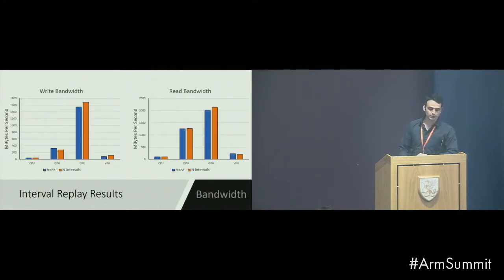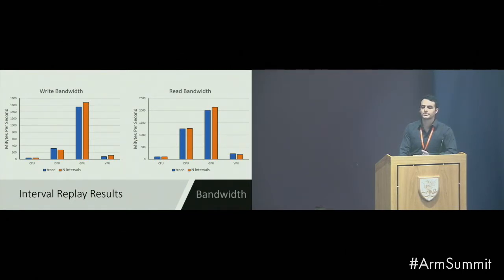So here are the interval replay results. I have megabytes per second on the y-axis. We're looking at bandwidth. In blue is what you'd get with a trace, and in orange is what you'd get by replaying the intervals with the profile. And we can see that we're capturing the bandwidth with pretty decent fidelity, and this is for a variety of devices: CPU, DPU, GPU, VPU, and each one is running one or more benchmarks, so this is the average of those benchmarks. They're not running concurrently. So we can get pretty good fidelity in terms of bandwidth just by replaying the intervals.